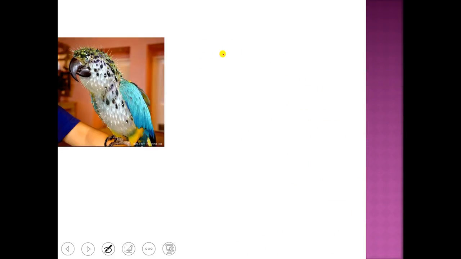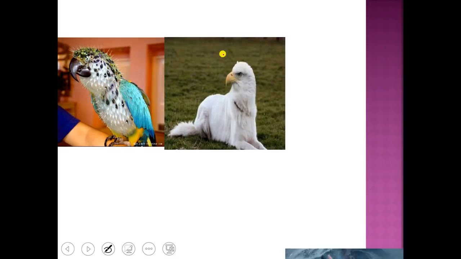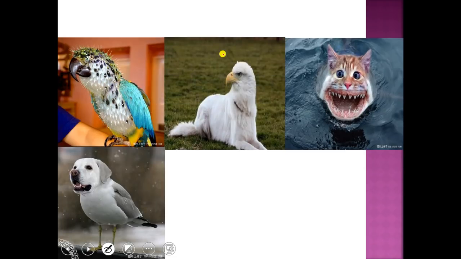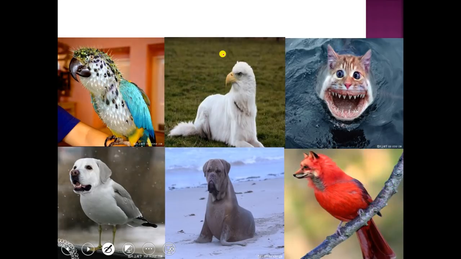So you can see this are the recombinant DNA technology, but this is just a joke.